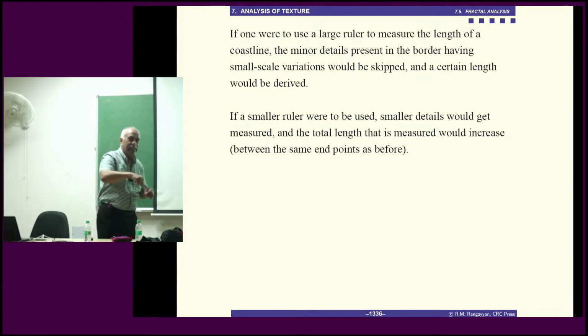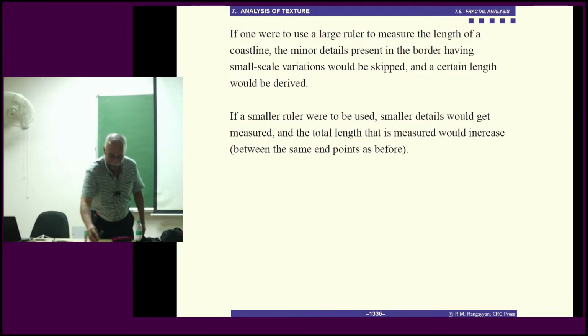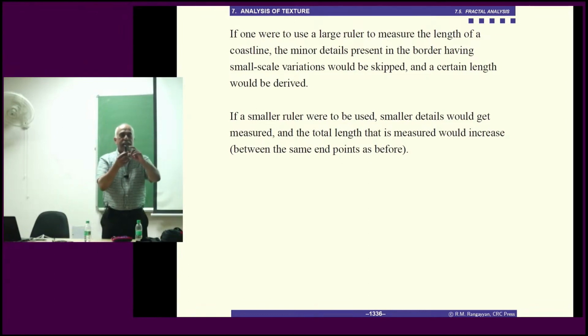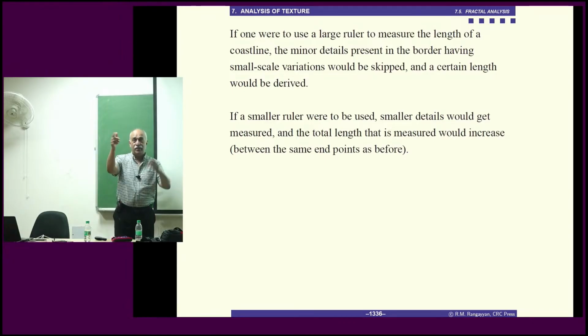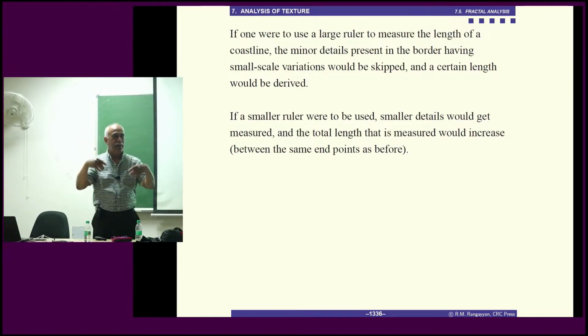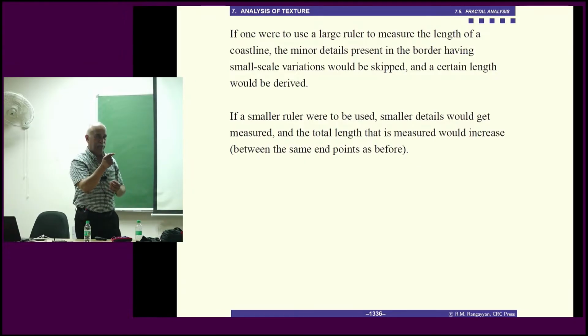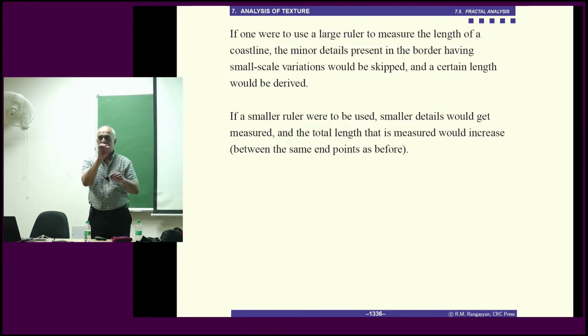If you start measuring all the details, it depends on the size of your ruler. I don't have a ruler here, but there is something. You measure this 1, 2, 3, 4, and so on. Any detail that is smaller than this will be missed, skipped. So you take an even smaller ruler, 1 millimeter, and start measuring 1 millimeter at a time. Then the length of that coastal segment will be longer and longer, with finer units of measurement or the scale of measurement. If it is a straight line, then no matter what the size of the ruler is, you will get the same value always.